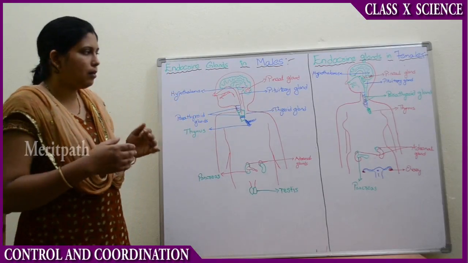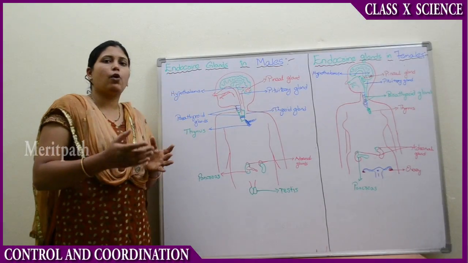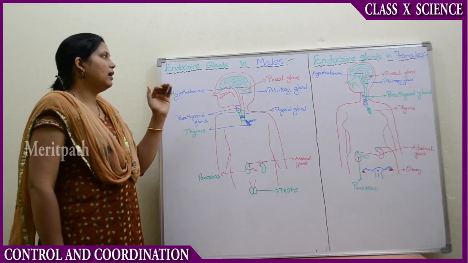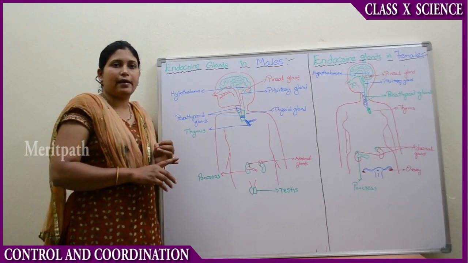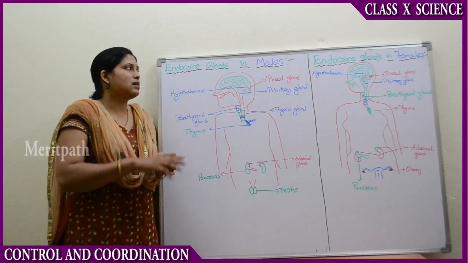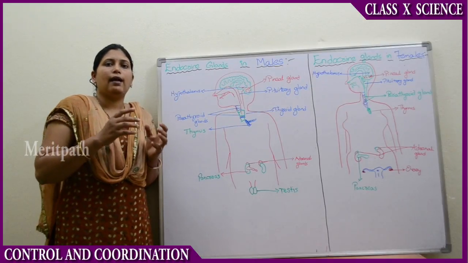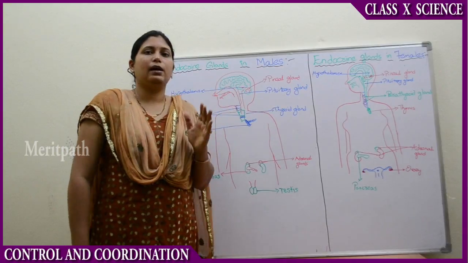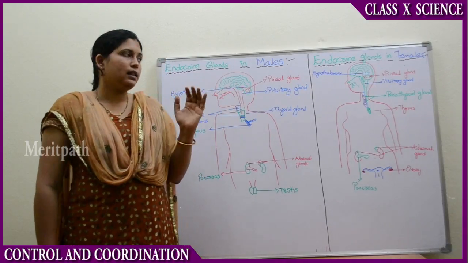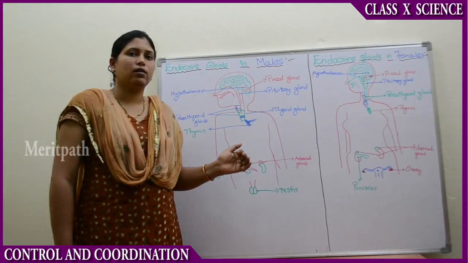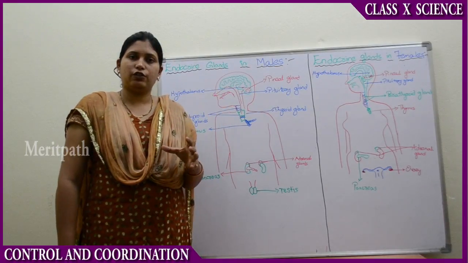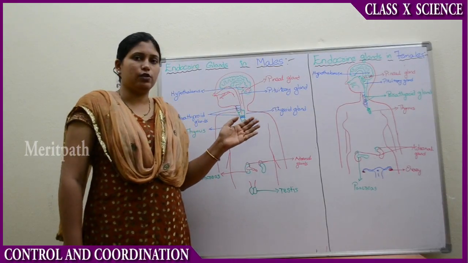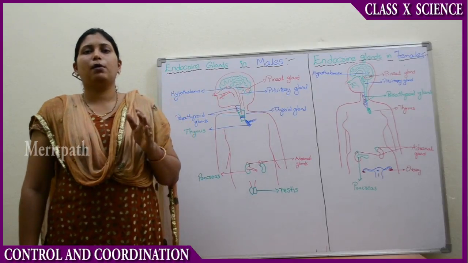So like that, there are many hormones which are secreted in the body of animals. Endocrine glands means ductless glands. Ductless glands are known as endocrine glands. Endocrine glands secrete hormones. These hormones are made up of proteins, and there are different endocrine glands in different parts of the body which secrete hormones, and these hormones are made up of proteins.